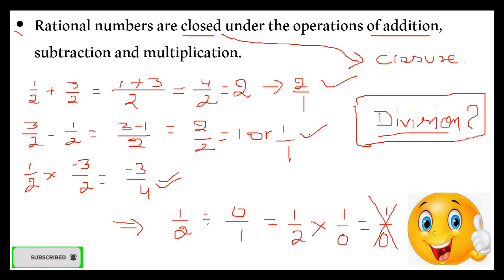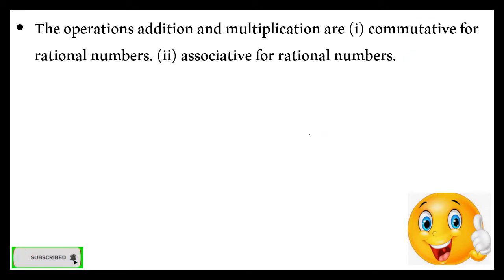So the very first property, now it's clear to you here: rational numbers are closed under the operations addition, subtraction, multiplication only. Now next, let us explore that the operations addition and multiplication are commutative for rational numbers and associative for rational numbers. What is the meaning of commutative here? And then we will understand the meaning of associative also.